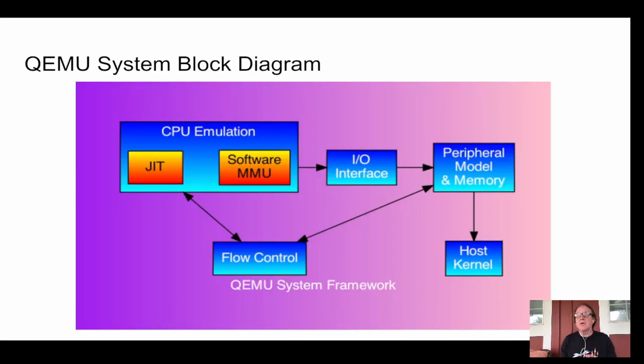But what are the building blocks of the QEMU system? Well, there's a CPU emulator called TCG that has a just-in-time compiler and a soft MMU. In system mode, it talks to an I/O interface, which interacts with the peripheral and memory model. And the flow control module that you see here deals with things like interrupts and traps and illegal instructions and those sorts of things. When it needs to interact with the host OS, it does so through the host kernel.